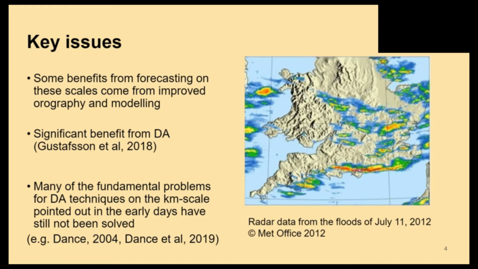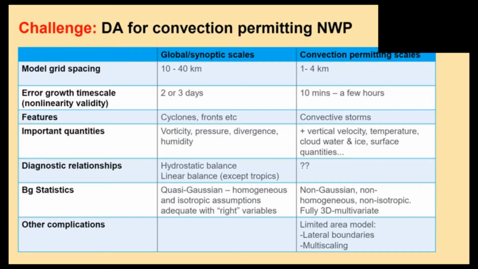I think the main issue is that often when we're doing data assimilation, our perspective tends to be coloured by what happens for global models. And there's a lot of differences between what you need to do for convection permitting data assimilation and what you need to do for global models. There are some obvious things, like the model grid spacing is a lot smaller for the convection permitting models down at the kilometre scale compared to the tens of kilometres. The error growth timescales are much longer for global models, so you're thinking about 2 or 3 days compared with maybe something as short as 10 minutes in a rapidly growing convective system. And that means that the data assimilation algorithm needs to be able to cope with non-linearity because the linear assumption is no longer valid after a much shorter period.